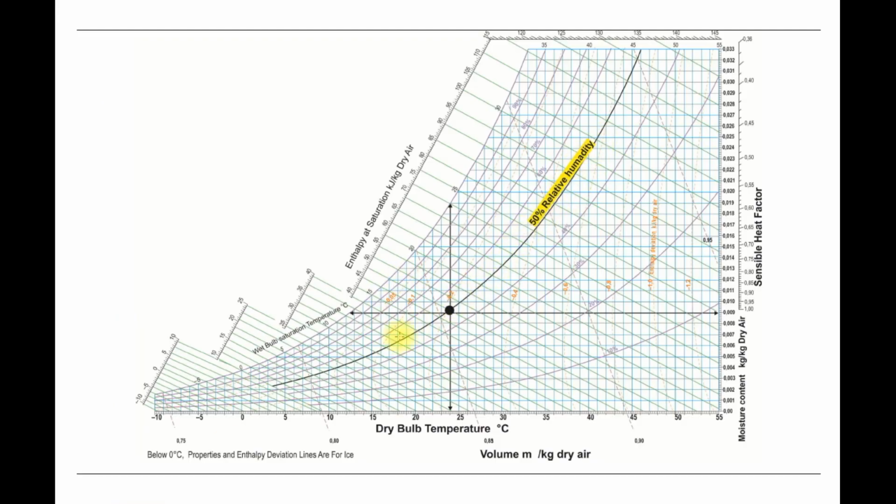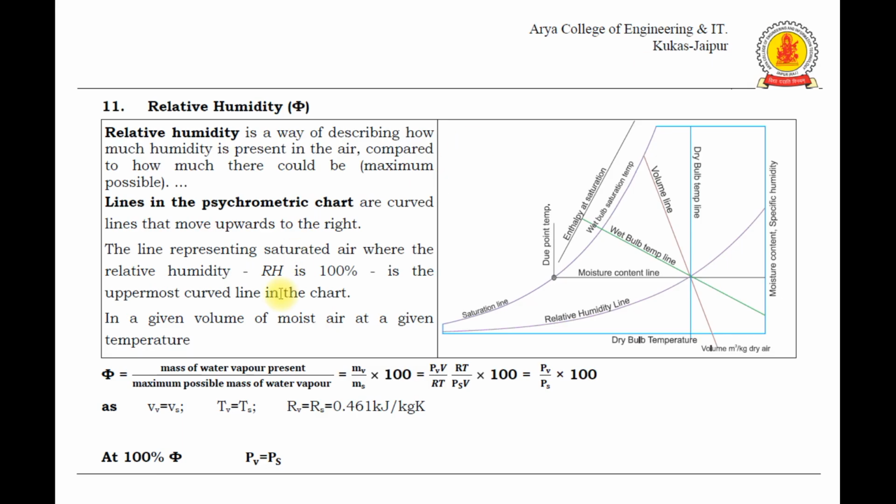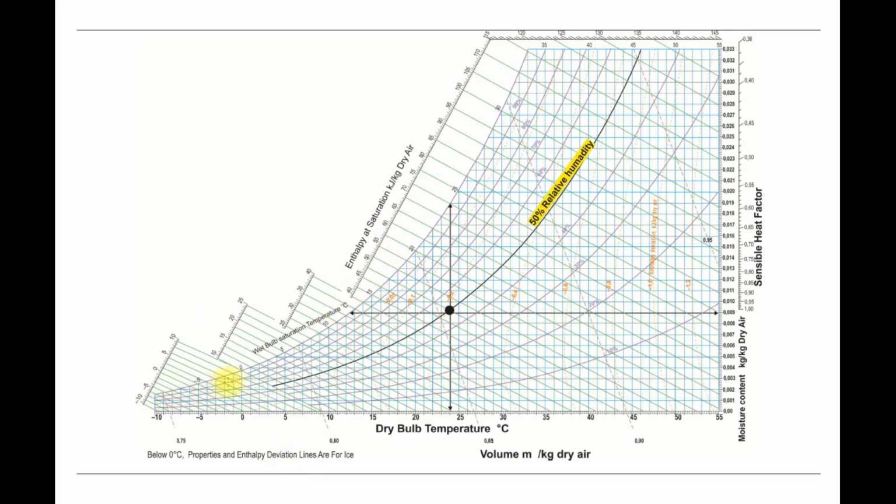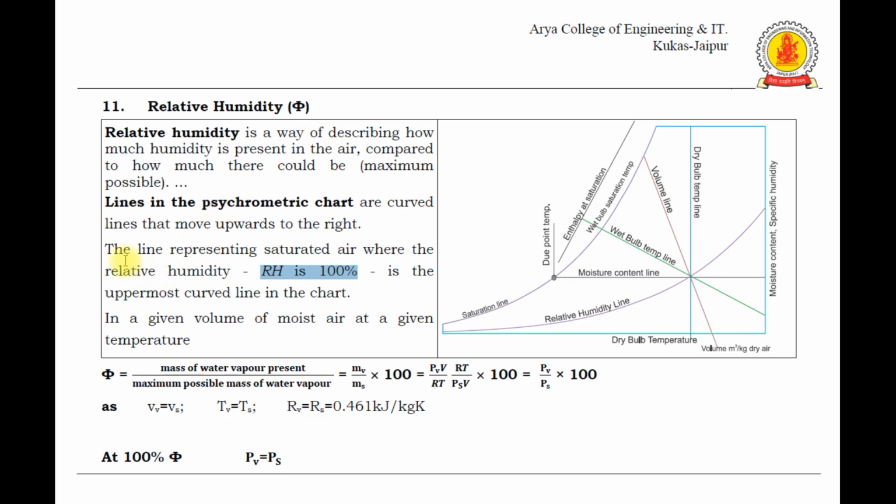This is 50% relative humidity and these are all relative humidity lines. The values are given here. Now when the RH is maximum, that line is shown by this. The line representing relative humidity where the relative humidity is 100% is the uppermost curved line in the chart.